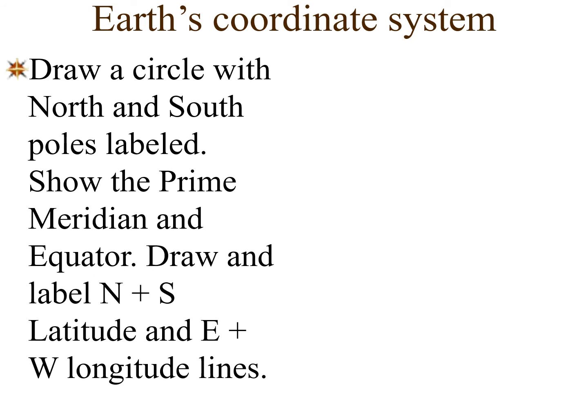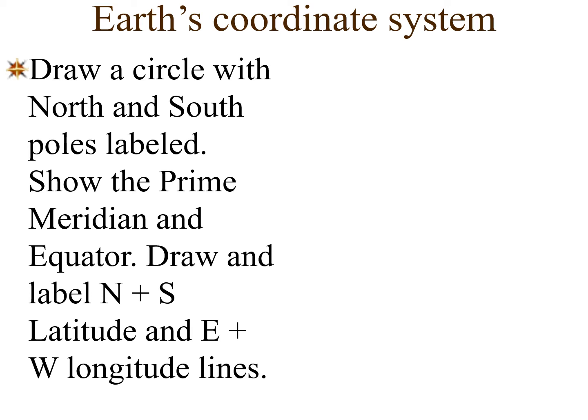So now, if you would, please draw a circle on your paper with the North and South poles labeled. Show the prime meridian and the equator. Draw and label North and South latitude and East and West longitude lines. Some good practice. You have to be able to do this.